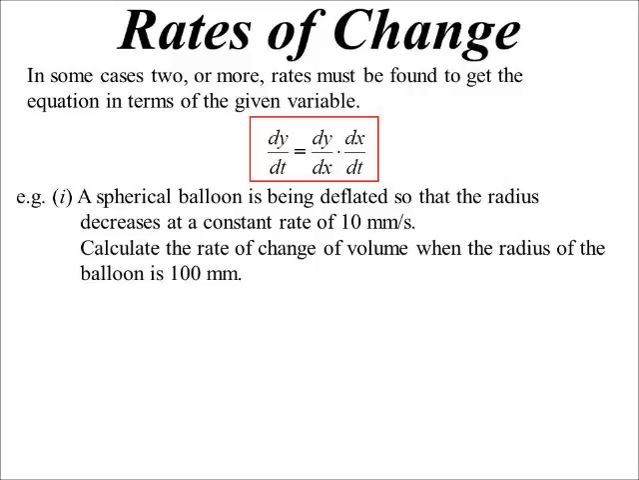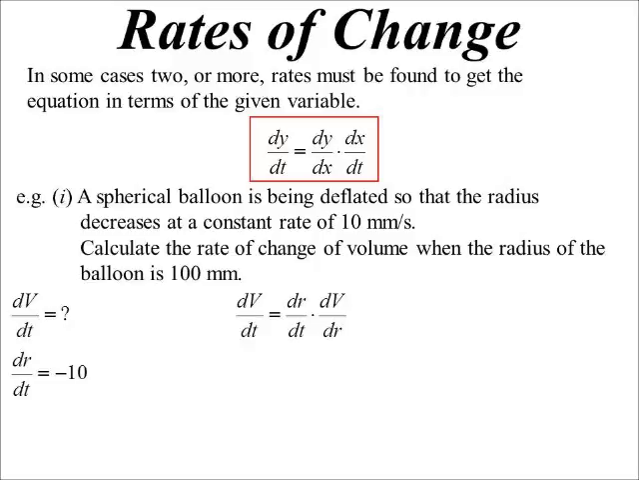Now the volume doesn't, and you know that by the sound. Imagine the sound of a balloon deflating. And it goes really quick at the end. Right? It's not a constant rate. We want to know what that change of volume is when the radius is at 100 millimeters. So dV/dt is what we want to find. What other information do we have? We know dr/dt is -10.